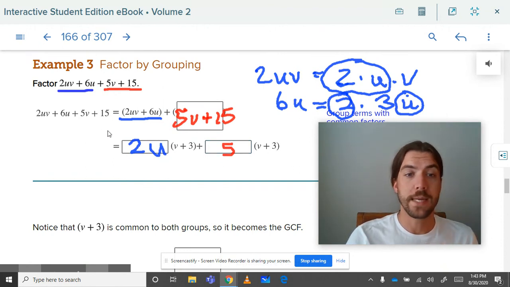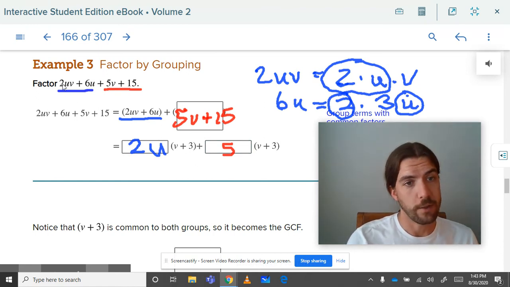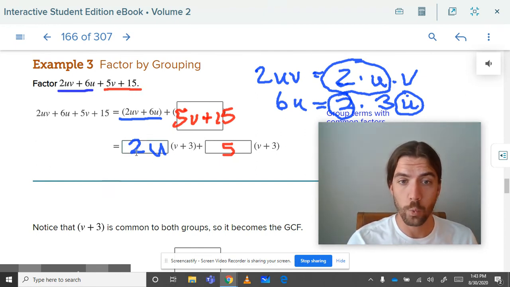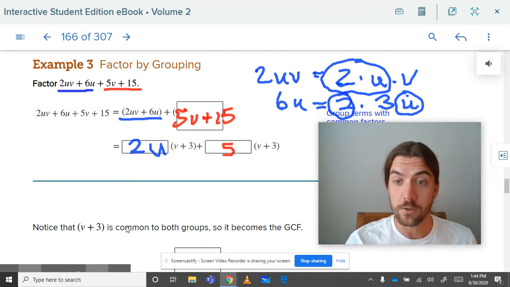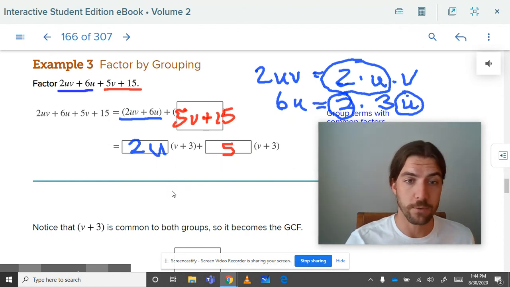Okay, so now what we have is this long expression here, and it's something that we can work with a little better. Originally, we said that there was not anything common in all 4 of these, and yet now we do have something common between this left side and this right side. So what do you see that's in common there? Well, notice that v plus 3 is common to both groups. So that is our common factor in this 2-term polynomial that we've arrived at. Okay, what do we do when we have a common factor? Well, we factor it out.